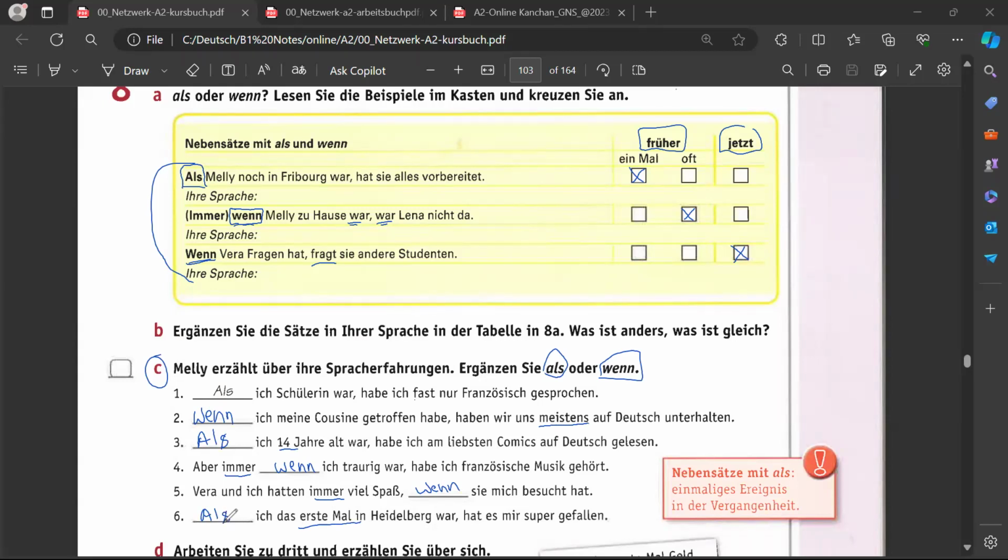Hier, Sia, kannst du das übersetzen? Can you read all the sentences and translate, please? Als ich Schülerin war, habe ich fast nur Französisch gesprochen. When I was a student, I almost only spoke French.